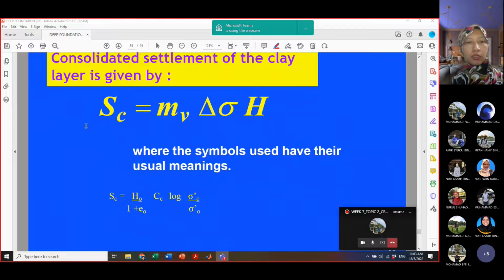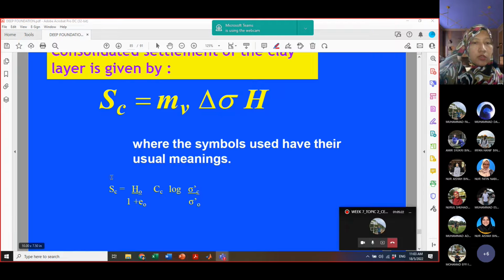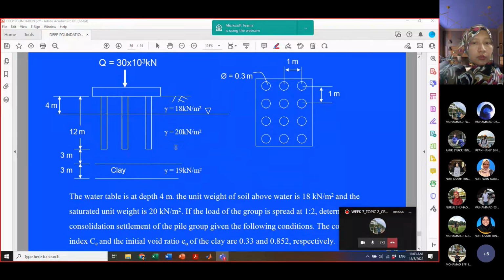Okay, selain daripada guna S_c = m_v × delta sigma × H, kita juga boleh guna kaedah yang lain lah, yang mana kita panggil sebagai primary consolidation settlement. You have the initial thickness of the clay plus dengan initial void ratio, and then you ada compression index, you ada initial overburden pressure, and then you ada pre-consolidation pressure. Kalau you ada this kind of information, so kita kena pakai equation number 2 lah. Kita dah tak boleh guna equation number 1.